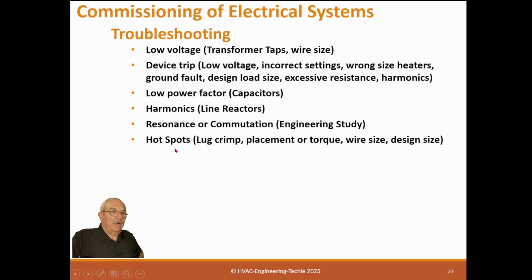Hotspots are normally lug crimp, placement of torque. Wire size or design size is normally a hotspot. Voltage to ground, open neutral. Now, if you have voltage to ground, it means you have an open neutral. This is a life safety problem. There should not be any voltage to ground. It's a connection, and it's a pathway, but it should not have active voltage going to it. It might have 0.1, 0.5 volts, something like that. It's not important, but if it has real voltage going to ground, there's a problem.